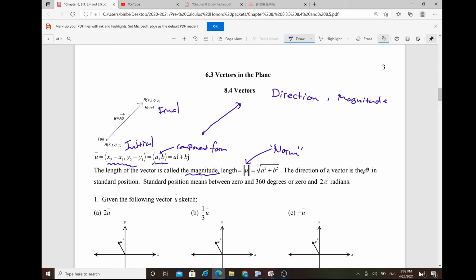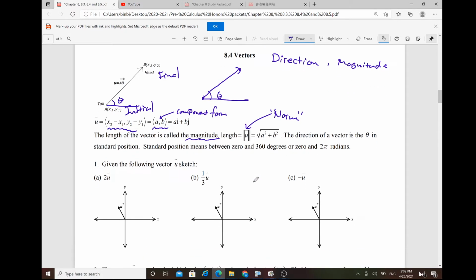And the direction of the vector is theta in standard position. So let's say this is the horizontal, then theta will be this angle. Okay, standard position means between 0 and 360 degrees, or 0 and 2 pi radians.